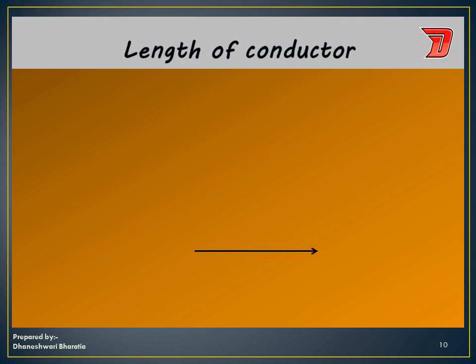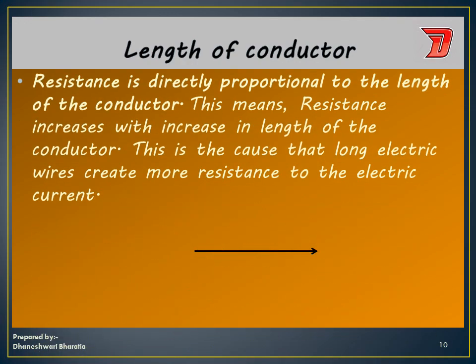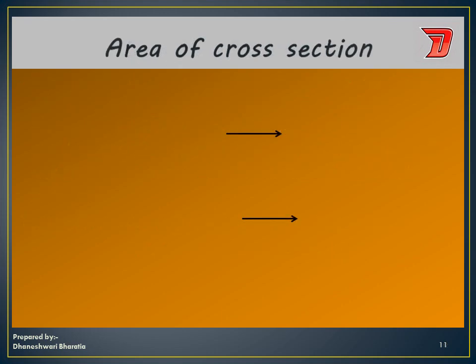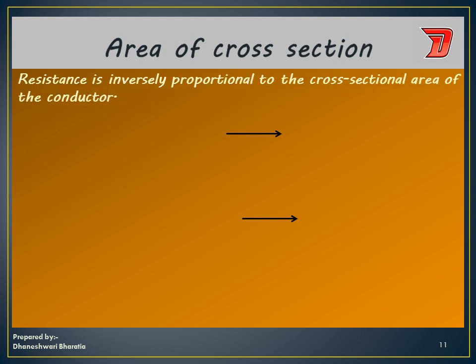Continue with the length of the conductor. Resistance is directly proportional to the length of the conductor, which means resistance increases with the increase in the length of the conductor. जितना बड़ा वायर होगा उतना resistance उसका ज़्यादा होगा. I am talking in the context of length. So if resistance is R and length is L, then R is directly proportional to L. Please remember this.